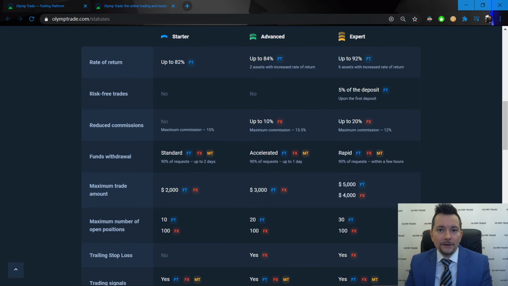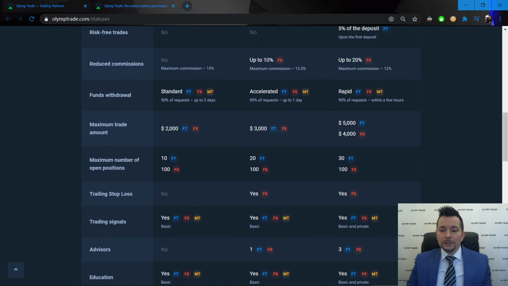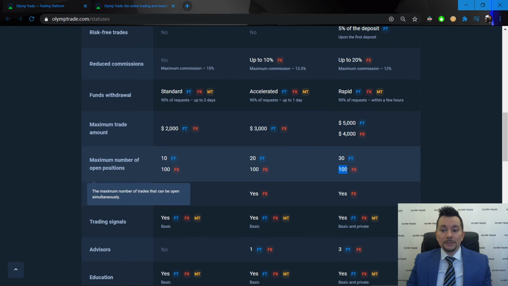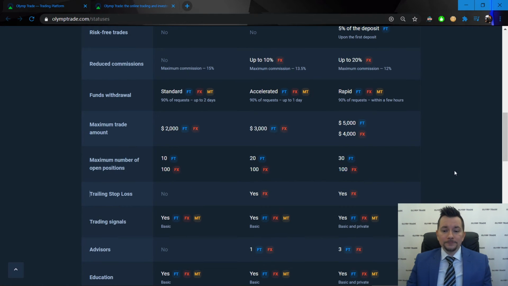Enter first 1,000, then as it goes in your favor, enter another 2,000, and then as it continues in your favor, you enter another 2,000, or perhaps on a correction, on a retracement, you can enter another 2,000. So the maximum number of open positions, to me, is very important. Sometimes I have 20 to 30 positions on Forex.